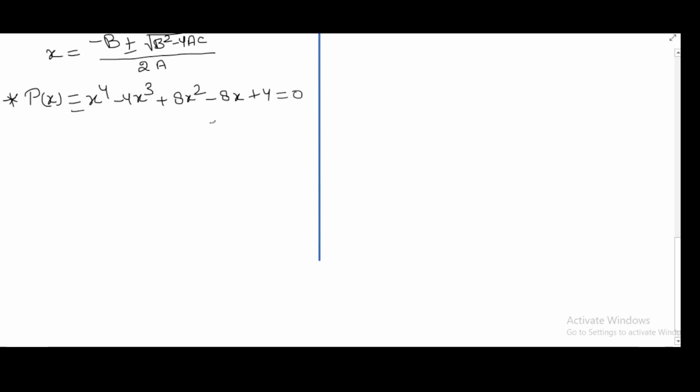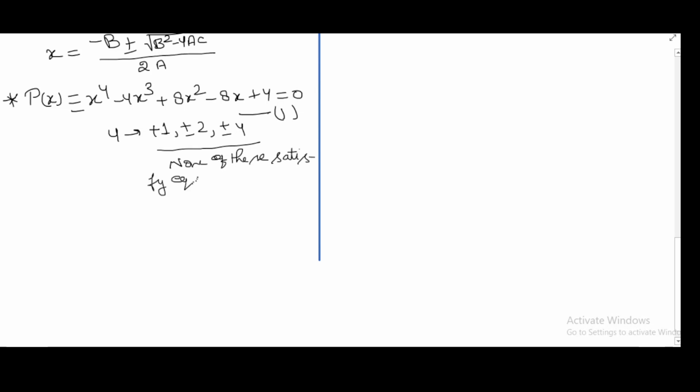So this is a biquadratic equation, and I name it equation number 1. The problem to solve this equation: the constant number 4 can be factorized as plus minus 1, plus minus 2, plus minus 4, and none of these numbers satisfy equation 1.